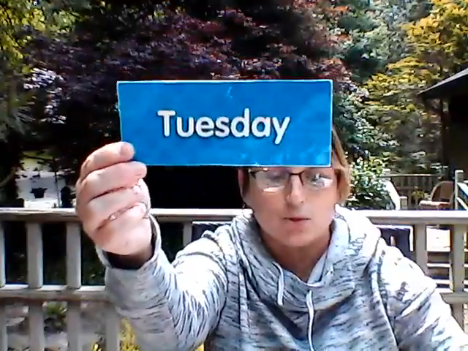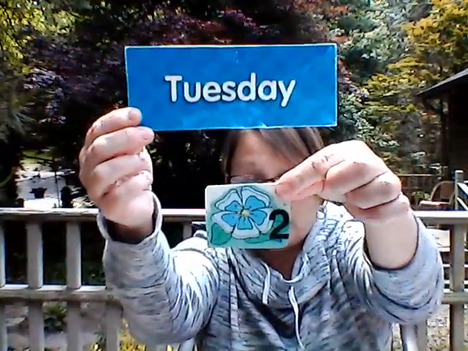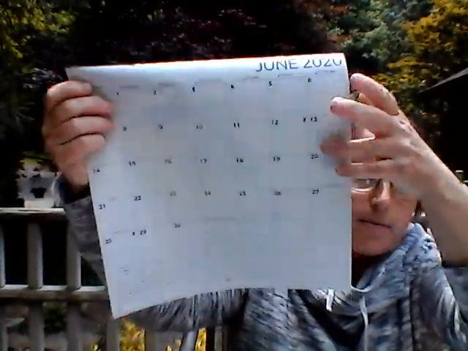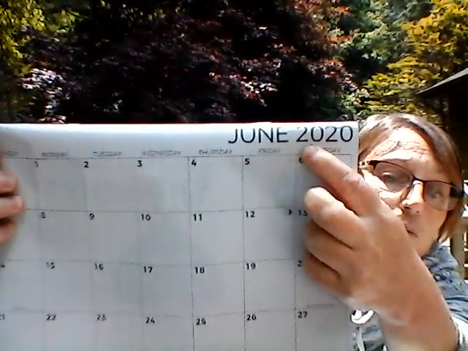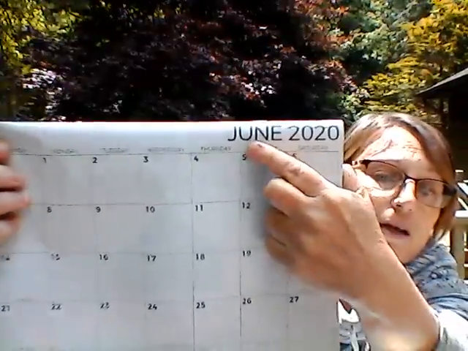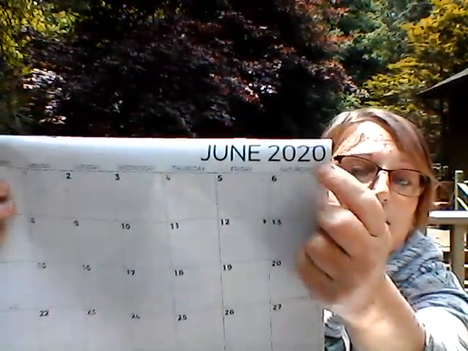Okay. So if today is Monday, what's tomorrow? Tomorrow is Tuesday, June 2nd. And looking at the top of the calendar, can you find the year? What year is it? It's next to the month. The year is 2020. Great job. So yesterday was Sunday. Today is Monday, and tomorrow is Tuesday.